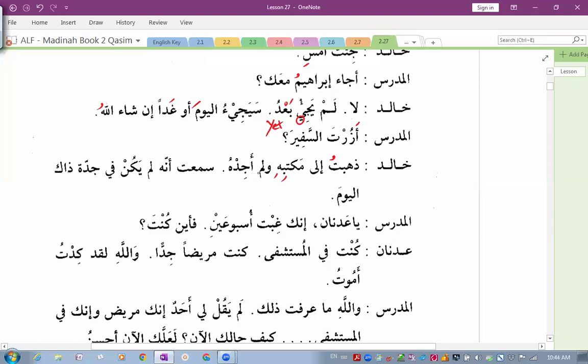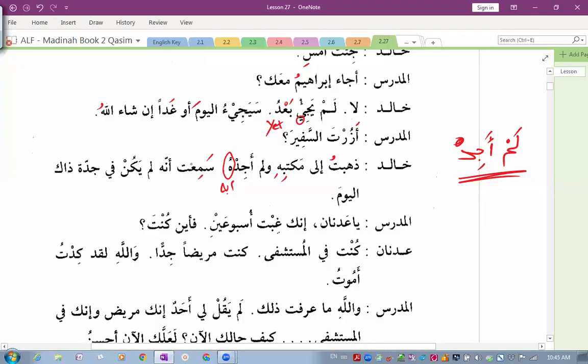Walam ajidhu. So wajada yajidu. From there, ajidu, I am finding. Lam came in, so lam ajid, I did not find. What did you not find? Him. Who? This is our mafulun bihi. So, walam ajidhu. Continue.